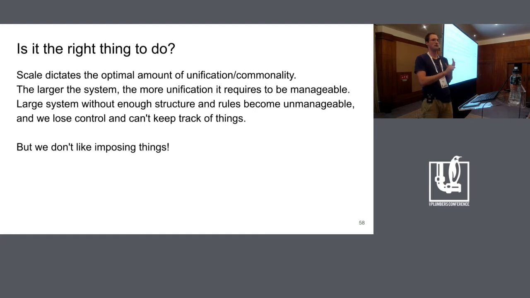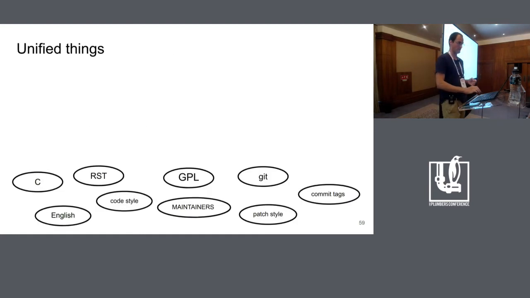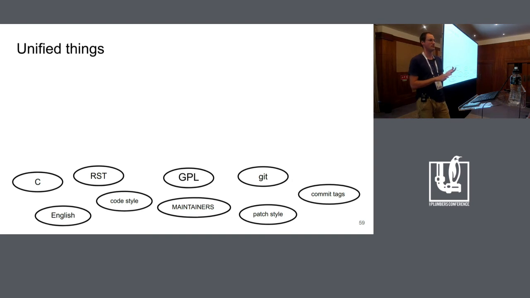And second, we do impose lots of things. We have lots of common things, like C, GPL, Git, code style, tags in the commits, and other things. And if you think about each of them, it tremendously helps the project. For example, if you take one of them, say Git, I think it would break lots of things, because there are lots of scripts and lots of systems that assume that it is Git and are built on top of this foundation.